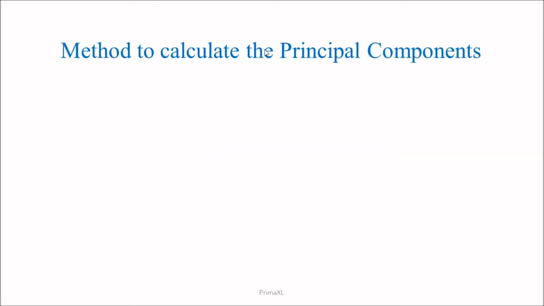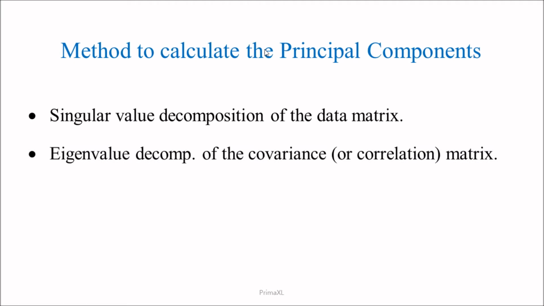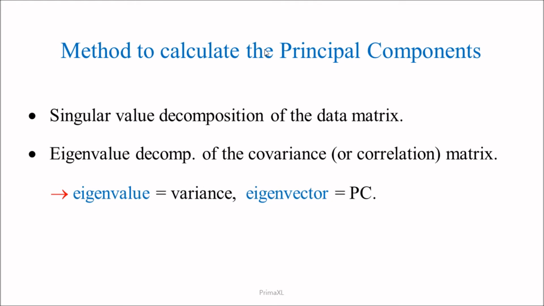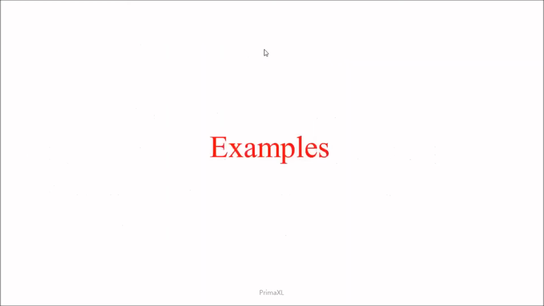Now, let us briefly review how the principal components are calculated. One way is to apply the singular value decomposition to the data matrix. Another way is to apply the eigenvalue decomposition to the covariance matrix or the correlation matrix. In such a case, the eigenvalues are the variances and the eigenvectors are the principal components. Often the features are normalized to match the scales. In such a case, the principal component analysis becomes equivalent to the eigenvalue decomposition of the correlation matrix. In our example, we'll assume the normalization of the features.